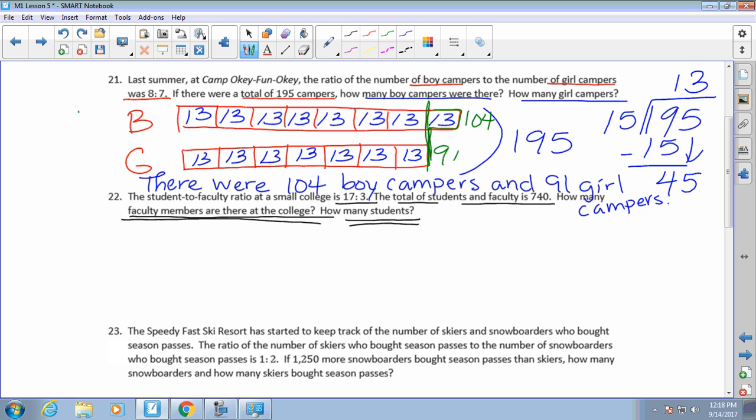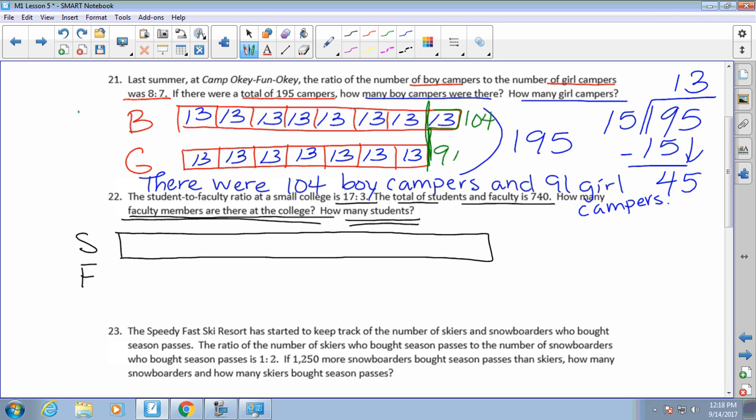So that's our job. You would do students to faculty. You start with that original ratio you're given, which is 17:3. So you're going to make a nice long bar diagram here. 1, 2, 3, 4, 5, 6, 7, 8, 9, 10, 11, 12, 13, 14, 15, 16, 17. I'm just going to double check that. And then 3.